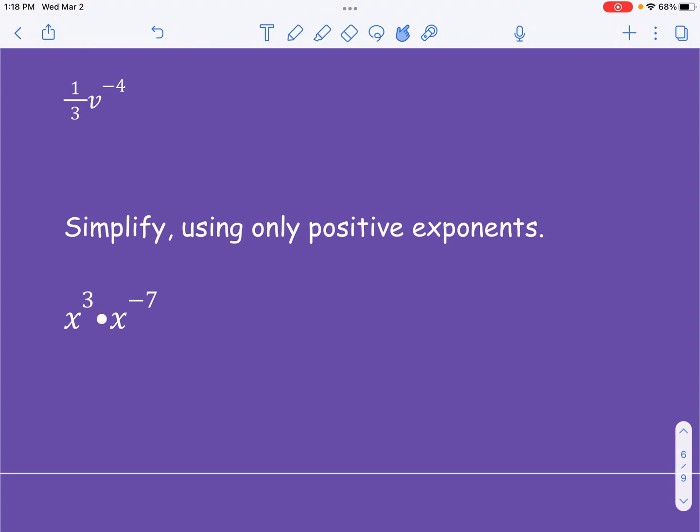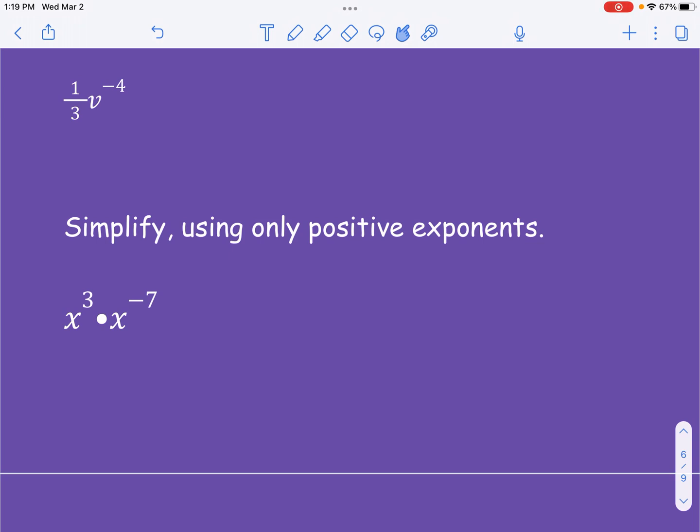All right, so now we are going to apply what we know about multiplying terms together that have exponents to what do we do when we have negative exponents? And the short answer is just proceed as normal. Just do what you normally would do. And what you normally do when you multiply is you add your exponents, right?